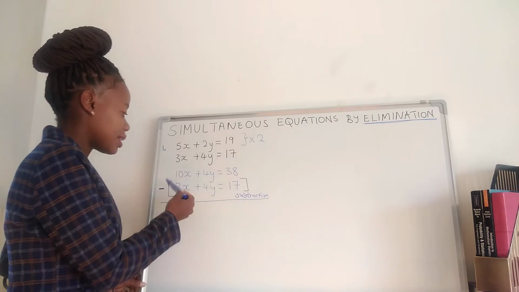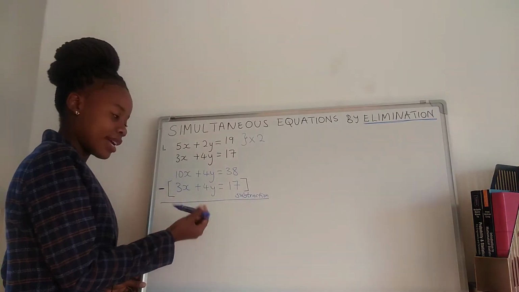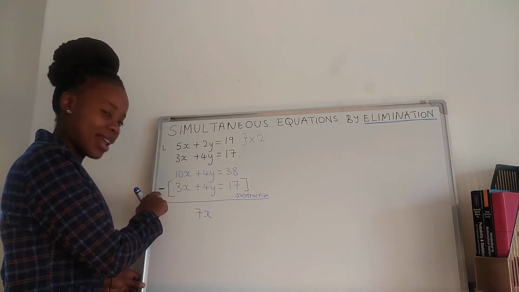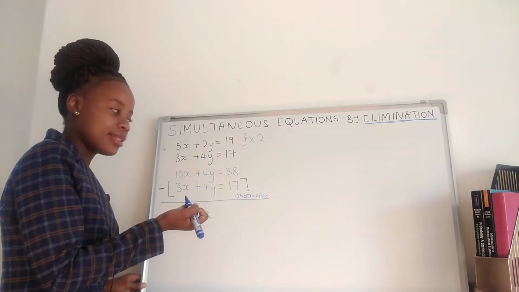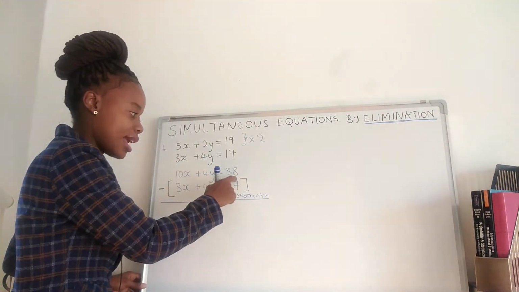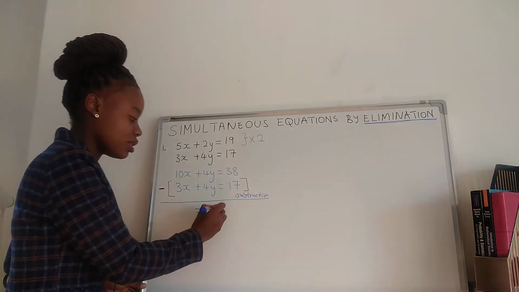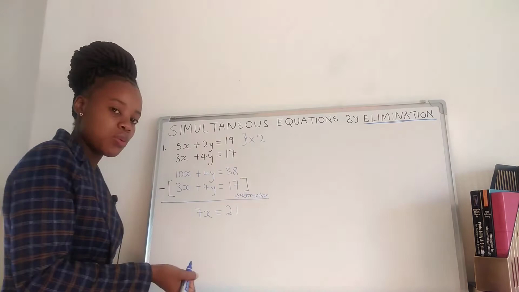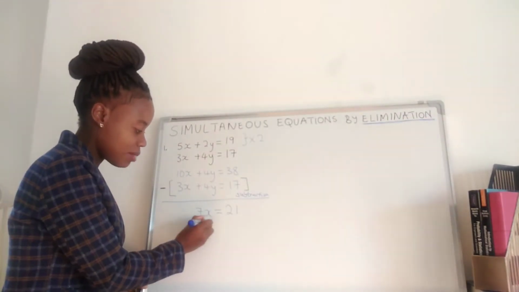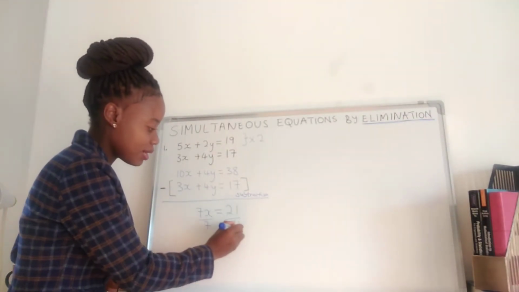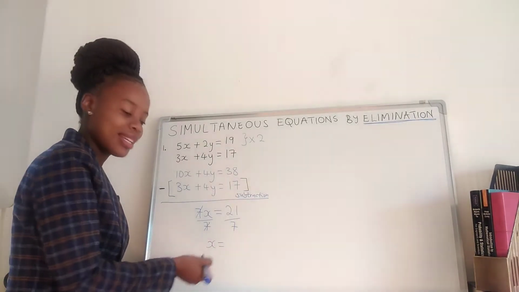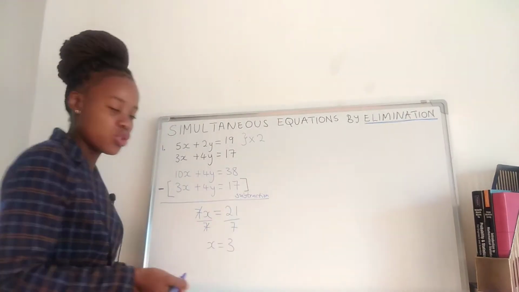So 10x minus 3x, we have 7x. 4y minus 4y is 0. 38 minus 17, we're going to have 21, okay? Then we will solve for x. We divide by 7 both sides. X is going to be 3.